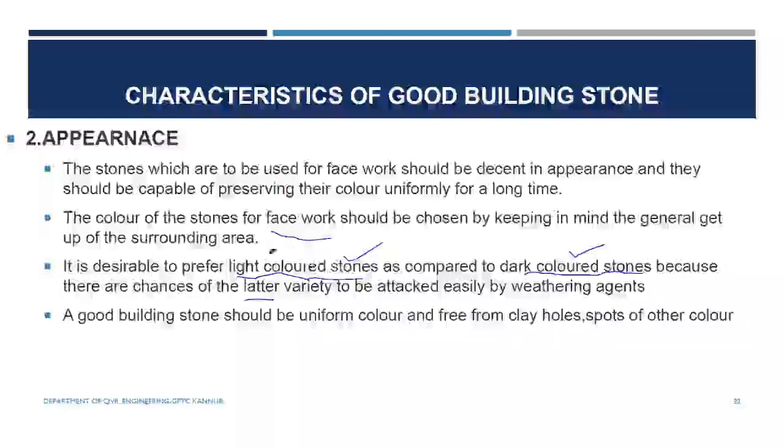That's what it tells. A good building stone should be uniform in color and free from clay holes, spots of other color, etc. There won't be any clay holes. Okay, clay holes will have less compressive strength. So avoid clay holes, avoid any spots of other color. Avoid any spots or any holes, avoid all those things. You know, clay has less strength, so avoid all those points.